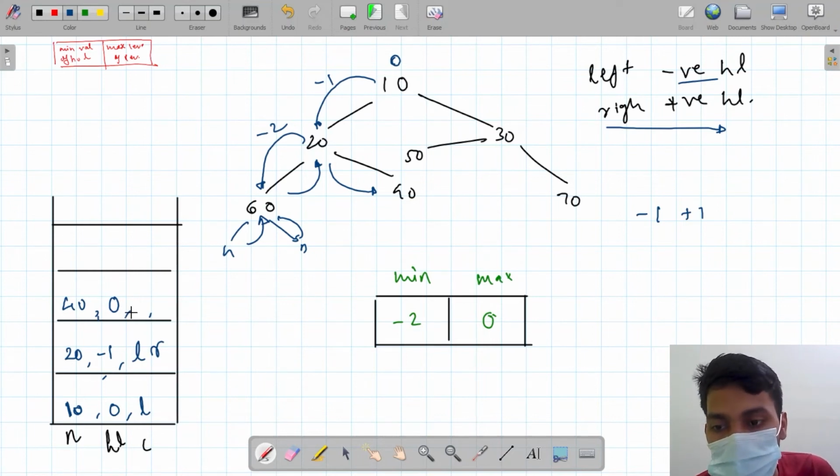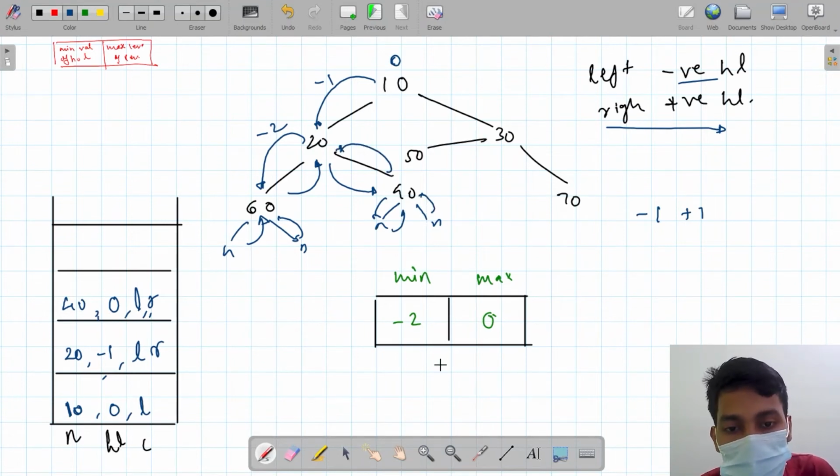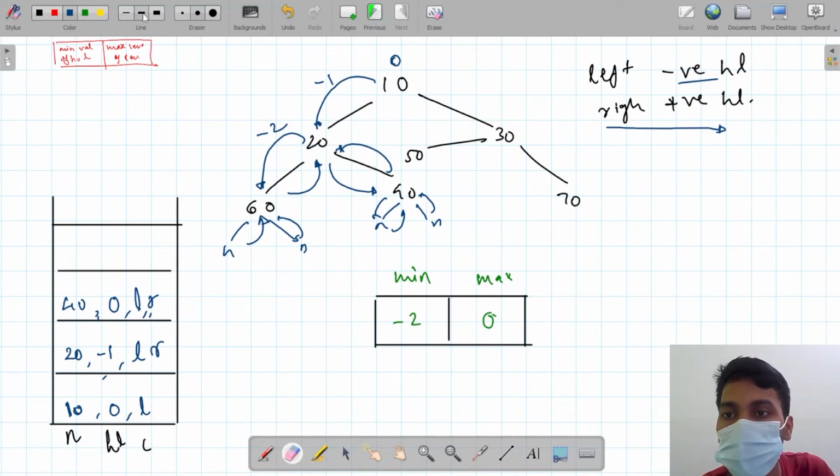So now with this I made a call to left and right. From here null, null, it returned nothing, and it returned here. Will anything change in this minimum and maximum? No, because the maximum of 0 and 0 is going to be 0 only. Therefore nothing is going to be changed.